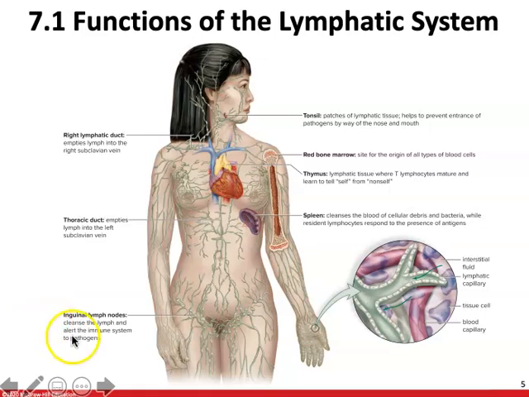Over here, we have several lymph nodes. We have our inguinal lymph nodes that are going to cleanse the lymph and alert the immune system to pathogens. The thoracic duct will empty the lymph into the left subclavian vein. The right lymphatic duct empties lymph into the right subclavian vein up here.